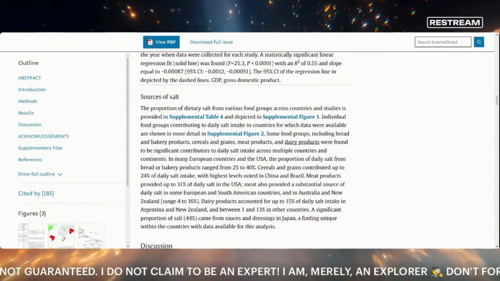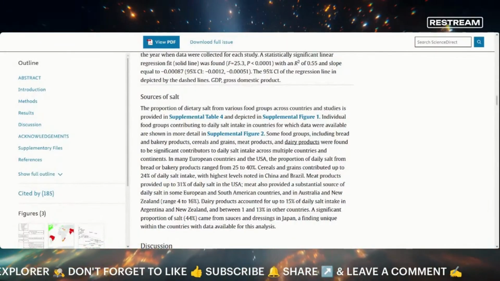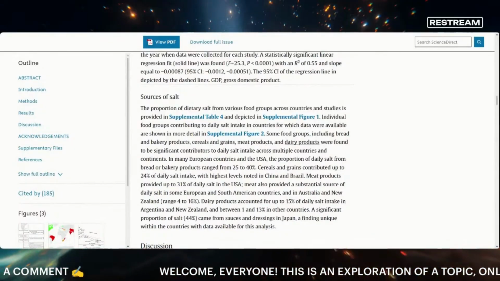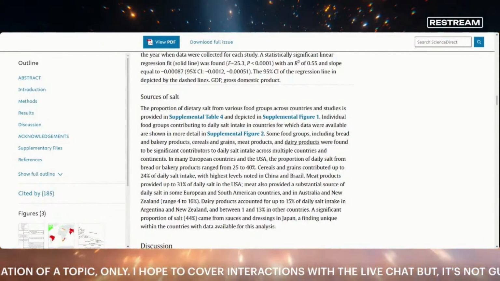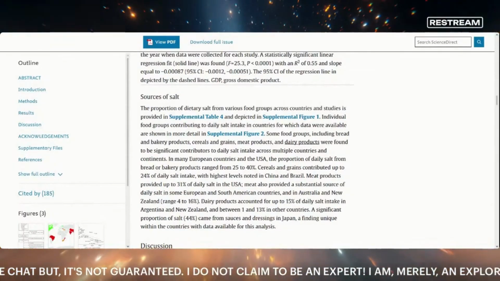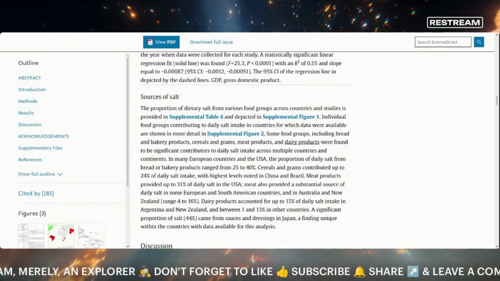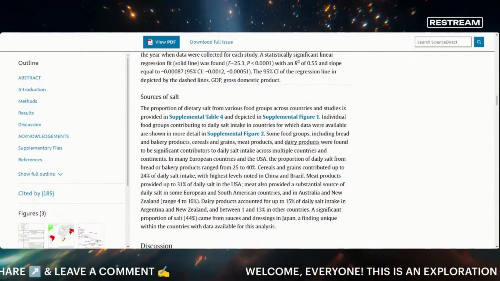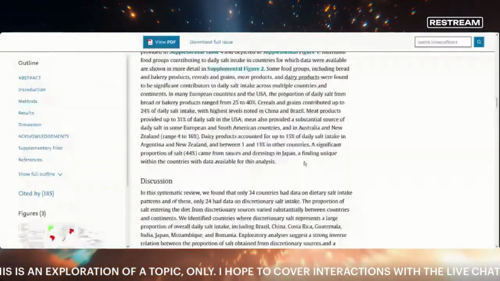In many European countries and the USA, the proportion of daily salt from bread or bakery products ranged from 25 to 40%. Cereals and grains contributed up to 24% of daily salt intake, with highest levels noted in China and Brazil. Meat products provided up to 31% of daily salt in the USA. Meat also provided a substantial source of daily salt in some European and South American countries, and in Australia and New Zealand, range 4 to 16%. Dairy products accounted for up to 15% of daily salt intake in Argentina and New Zealand, and between 1 and 13% in other countries. A significant proportion of salt, 44%, came from sauces and dressings in Japan, a finding unique within the countries with data available for this analysis.